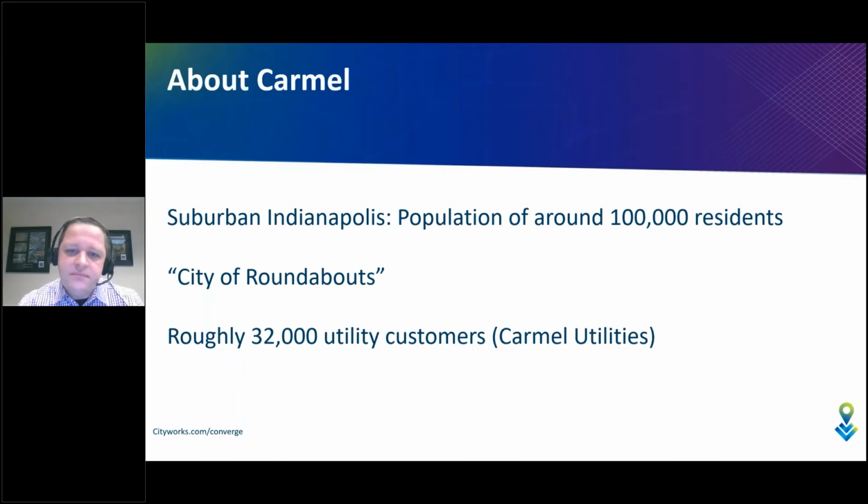A little bit about our utility. We have roughly right now around 32,000 utility customers. Carmel does own its own utility. So we handle all of our own billing, all of our own maintenance, all of our own operations with our own utility.